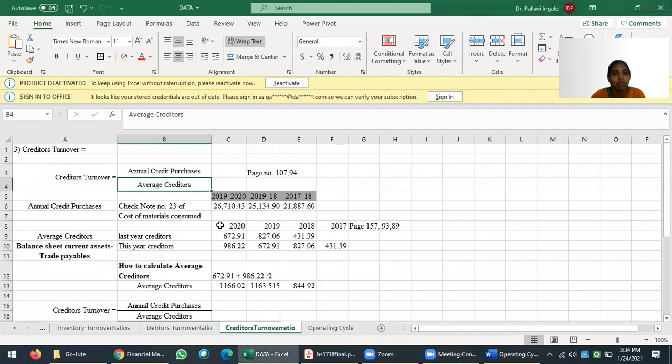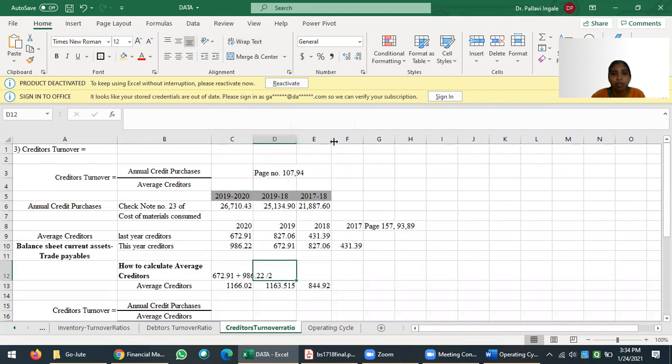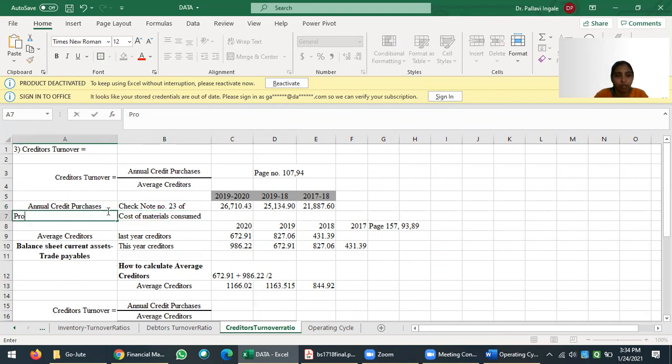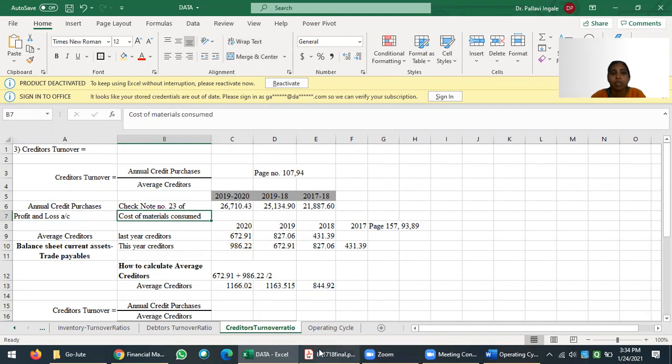So first we will talk about annual credit purchase, how to find this data. As I said, we have to see 3 years of data, so we are going to see that data in our balance sheet. To find the annual credit purchase, you have to check the material consumed in the P&L, the profit and loss account. In that profit and loss account, you have to see the cost of material consumed.